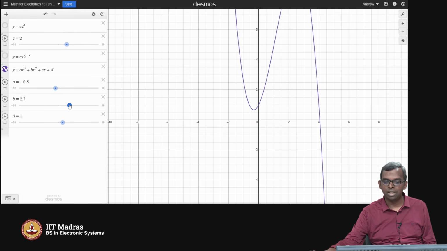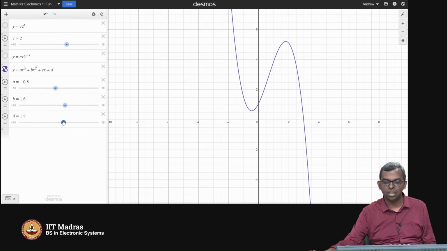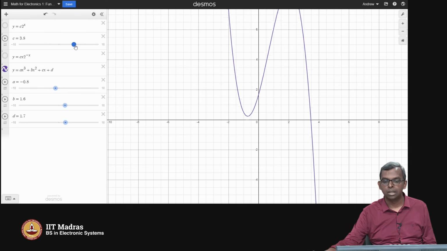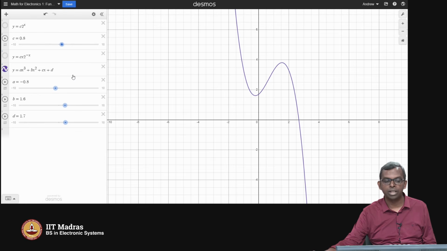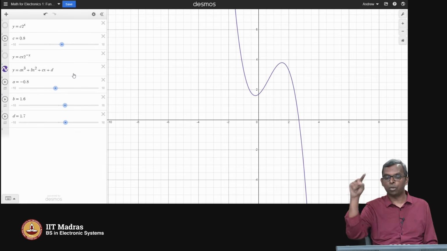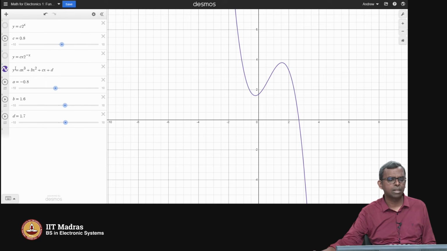And if you change b, these things will move around. If you change d, this thing will just shift up and down. If you change c also, these things will move around in non-trivial ways. So you see that the cubic polynomial does that. Polynomials behave in such wonderful ways.